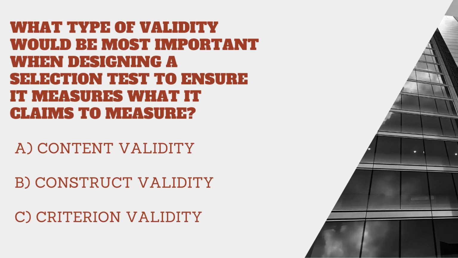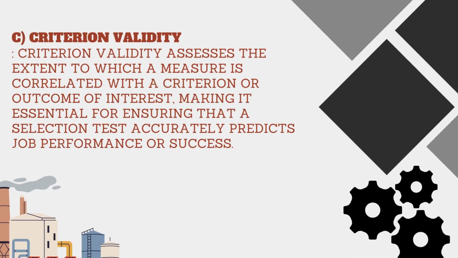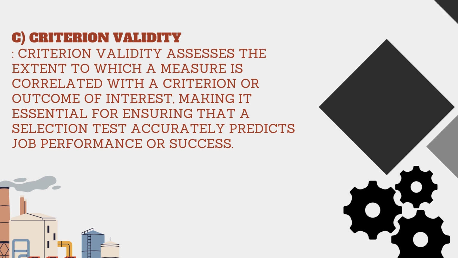What type of validity would be most important when designing a selection test to ensure it measures what it claims to measure? A. Content validity. B. Construct validity. C. Criterion validity. C. Criterion validity. Criterion validity assesses the extent to which a measure is correlated with a criterion or outcome of interest, making it essential for ensuring that a selection test accurately predicts job performance or success.